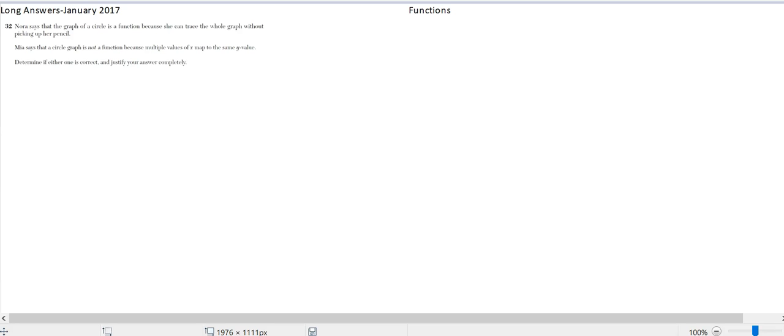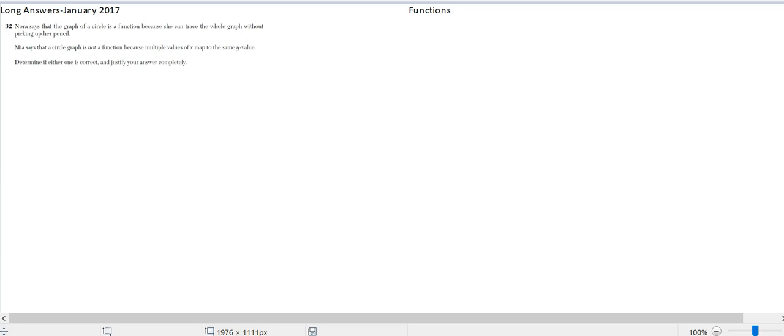This is question number 32 from the January 2017 Algebra 1 Regents. Nora says that the graph of a circle is a function because she can trace the whole graph without picking up her pencil. Mia says that a circle graph is not a function because multiple values of x map to the same y value. Determine if either one is correct and justify your answer completely.